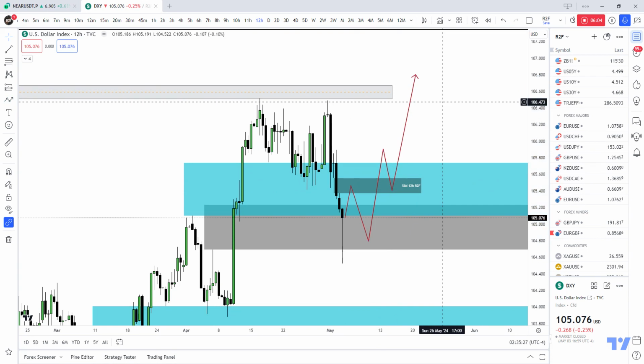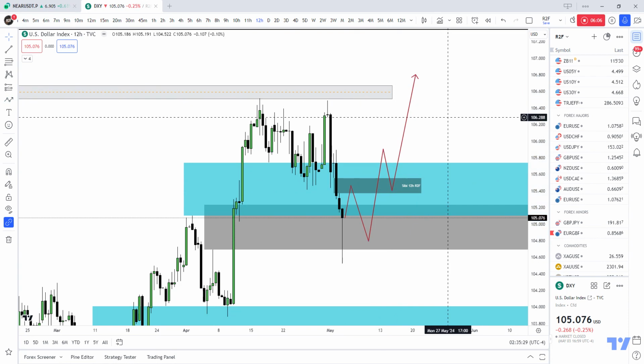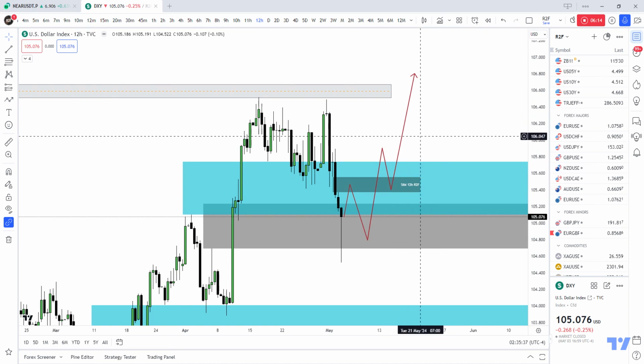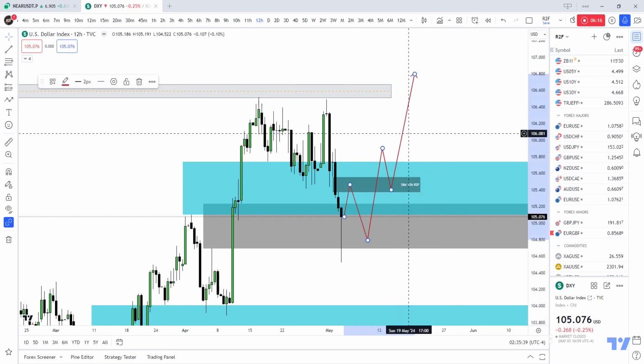So, at this point, I want to be patient. I don't want to be hasty to get in the move just yet. I want price to finish doing its accumulation and manipulation before I get into the market.